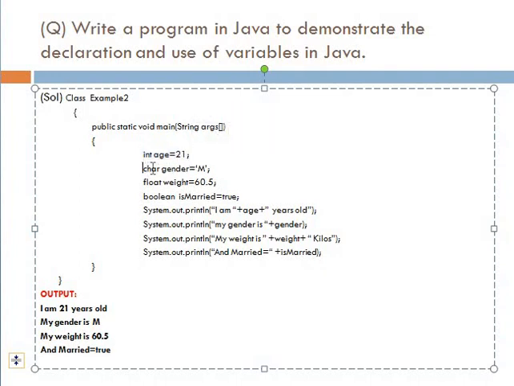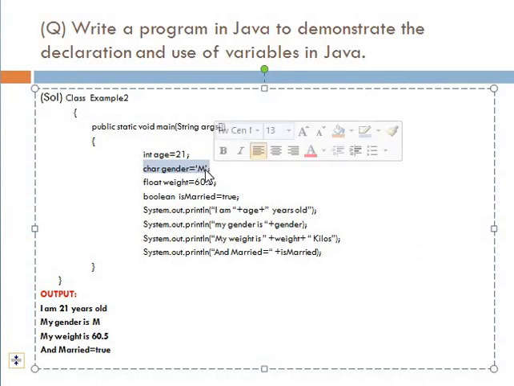Similarly, see the second statement. It says char gender equal to 'm'. In this statement, the variable called gender has been assigned the value m. Now since m is within single quotes, it is a character. So the data type of this variable called gender has been declared as char, as char represents character.